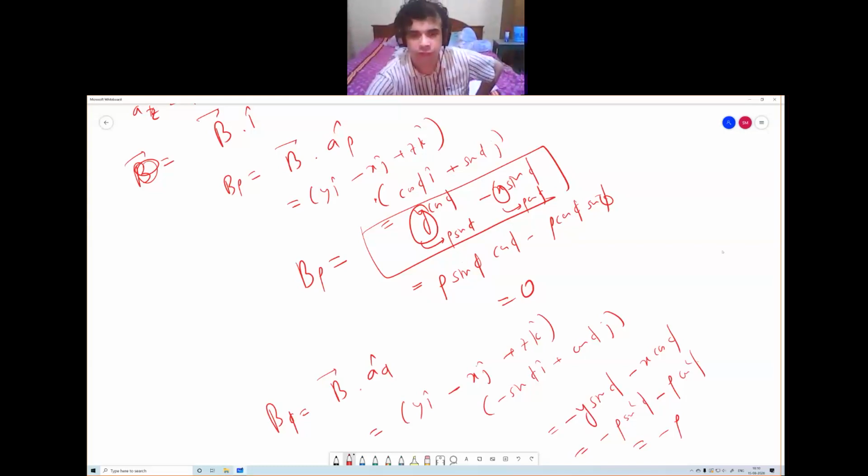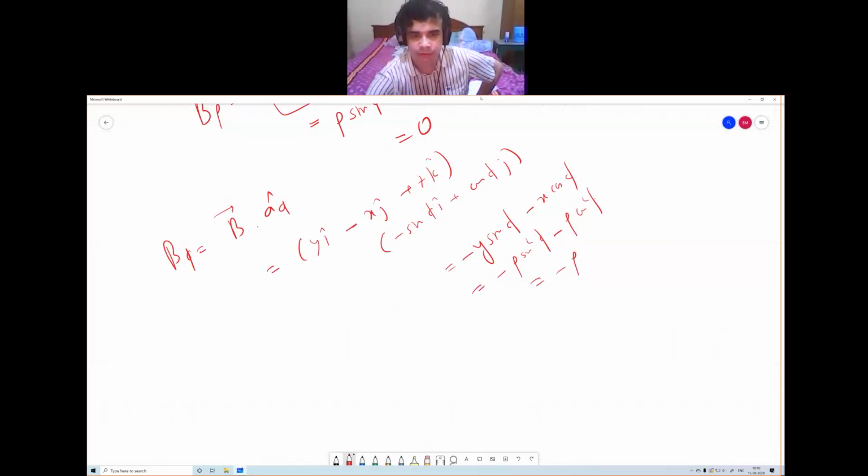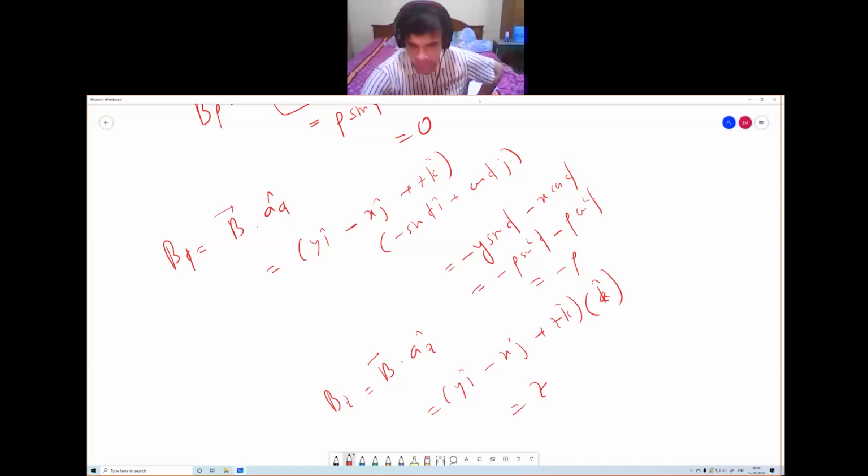And what is b z? That is b is yi minus xj plus zk multiplied by k. So that is z. So the b vector in cylindrical coordinates is simply minus rho a phi plus z a z. This is the answer.